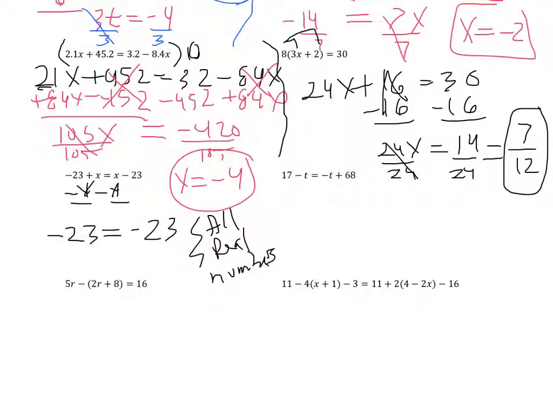Okay, so notice the variables are gone, and we got something that's a true statement. Does negative 23 equal negative 23? The answer is yes. It's a true statement, so it's all real numbers.